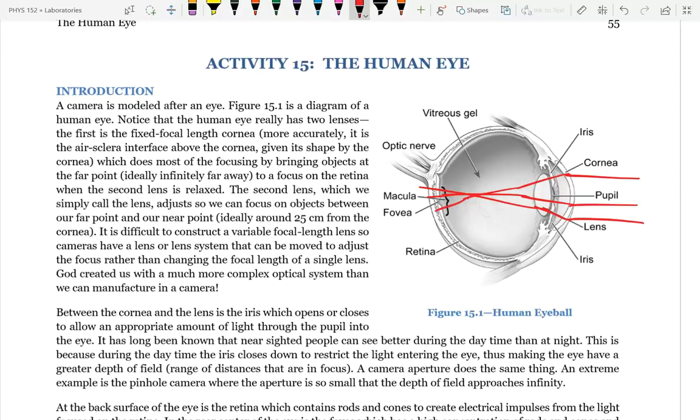Then there's things that are shaped conically, so we call them cones. And we have three types of cones. I say we. Most people have three types of cones. One type of cone is most sensitive in the blue, one type is most sensitive in, well, we say the red, and one's most sensitive in the green. The actual peaks aren't exactly red, green, and blue, but they're roughly there. Because of those three different types of cones, we can see three colors.